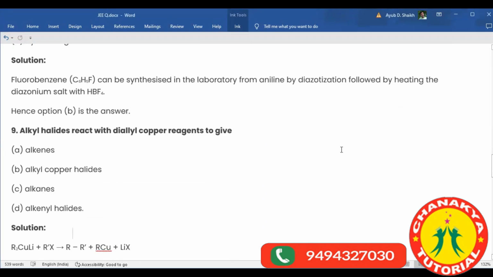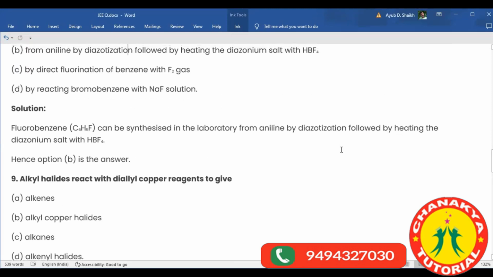Alkyl halides react with dialkyl copper reagent to give. What does it form? Alkenes, alkyl copper halides, alkanes, or alkenyl halides. Which sort of reaction is it?